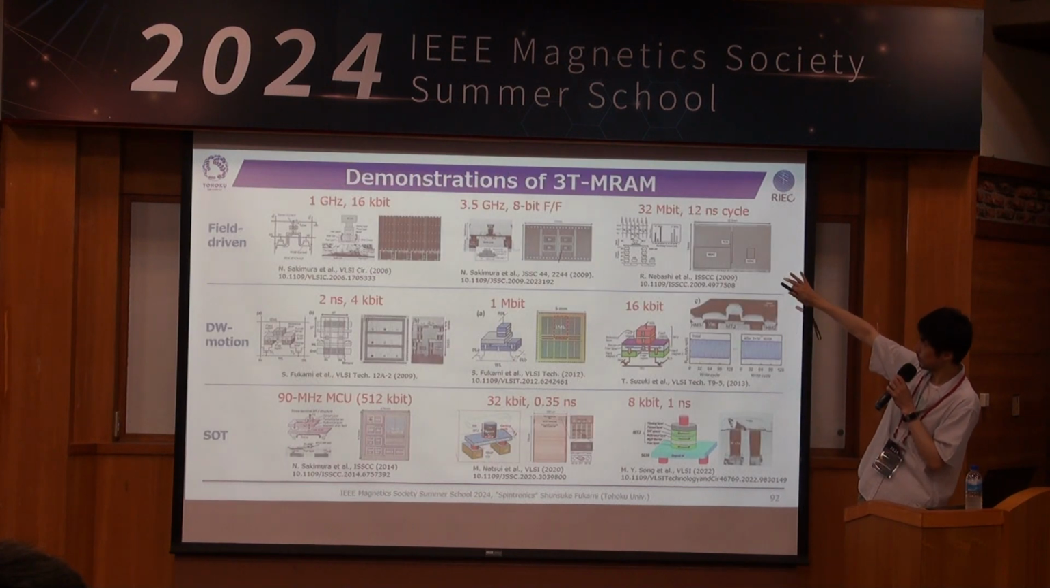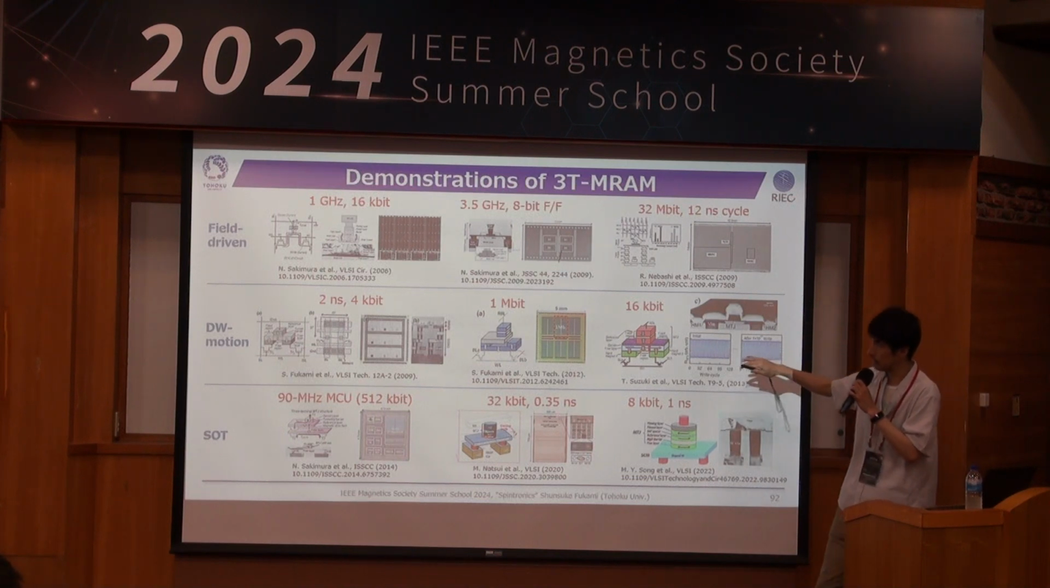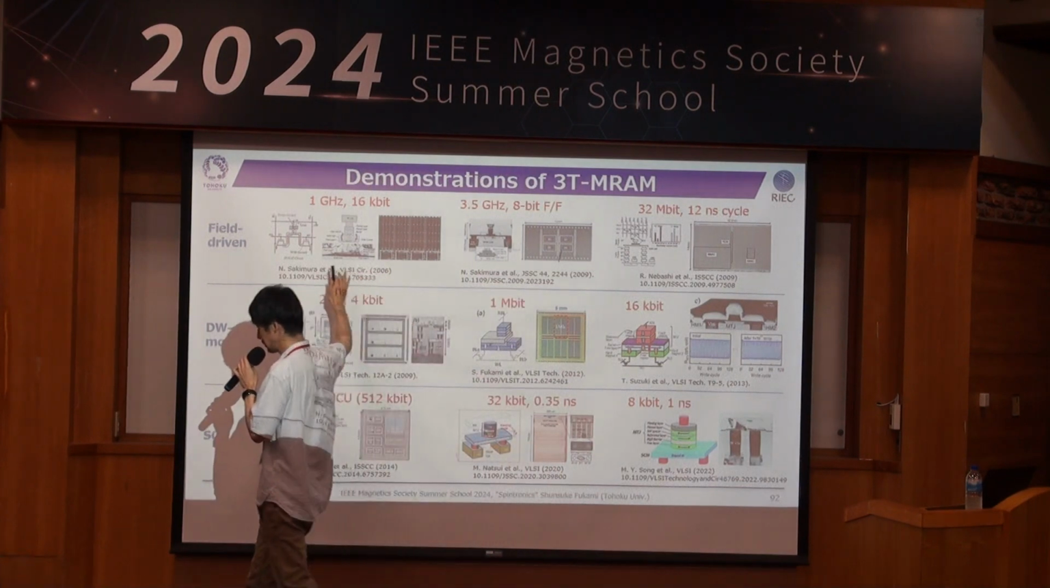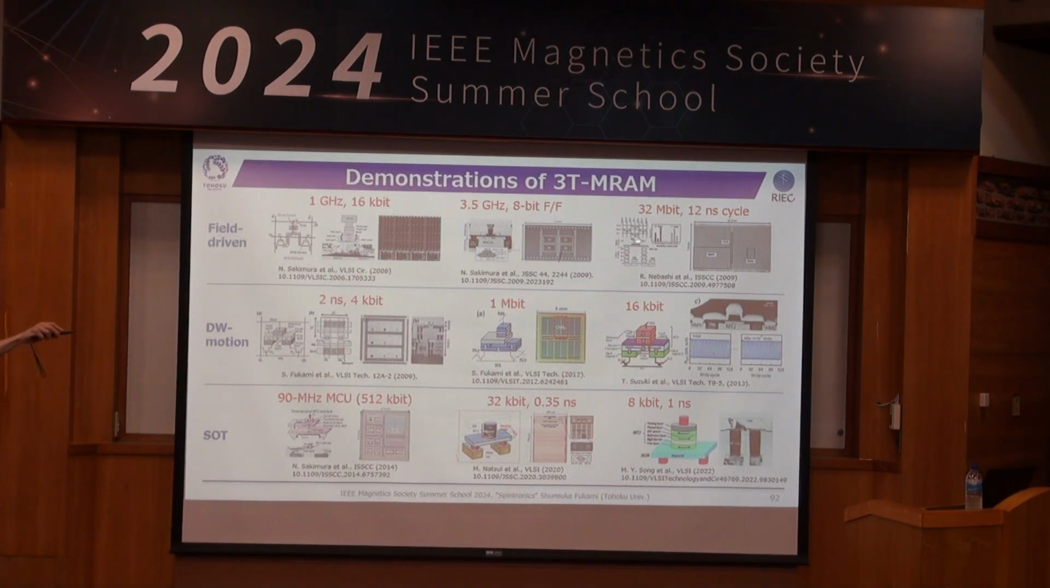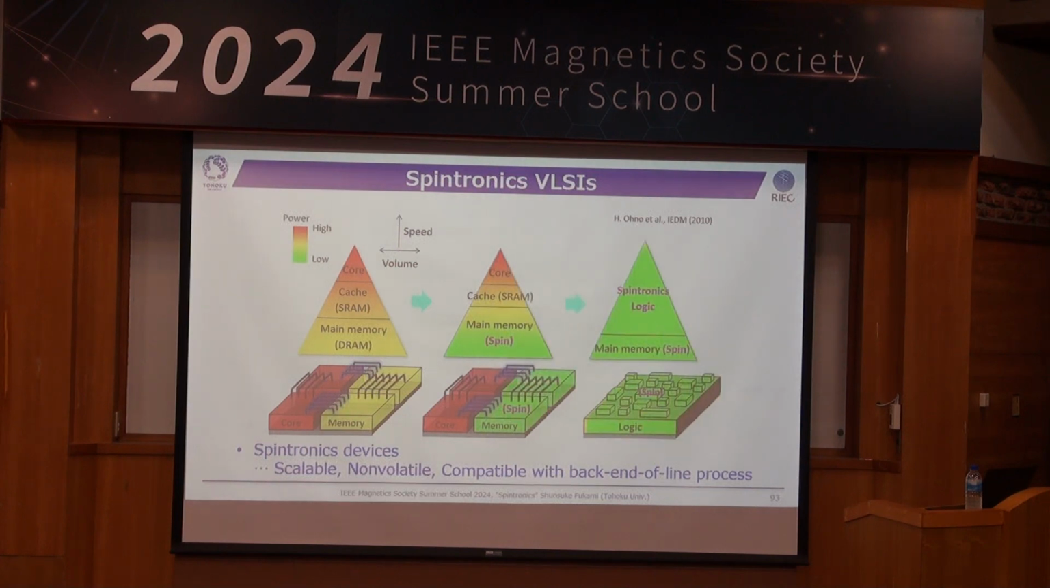And the 3-terminal MRAM has been demonstrated by several groups, since the first demonstration was done in 2006. These three utilize the field-driven types, and these three utilize the magnetic domain wall motion, and the lower three are the case that uses the spin orbit torque to induce the magnetization switching. And from 11, the TSMC researchers will tell us the status of the SOT MRAM for AI applications.